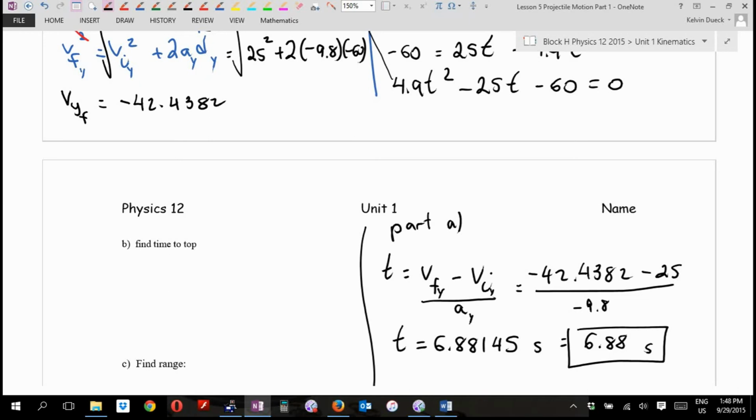B. Travis, what's B asking me to find? Time to what? To top. Again, time to what? The word top, would that connote or suggest vertical or horizontal?